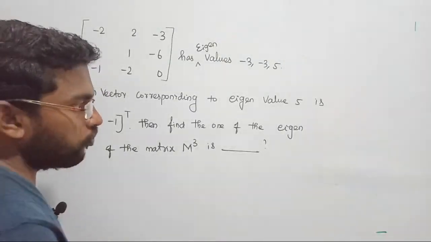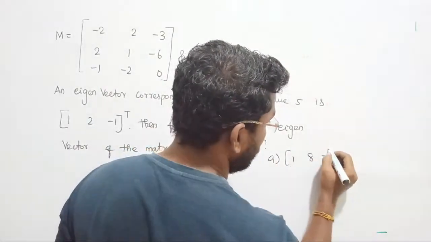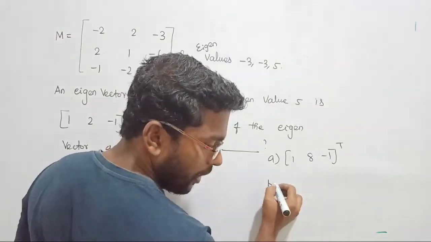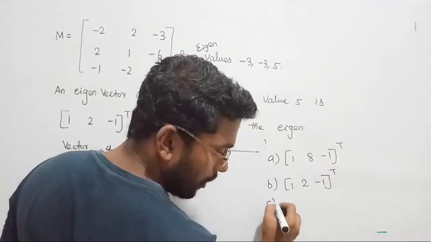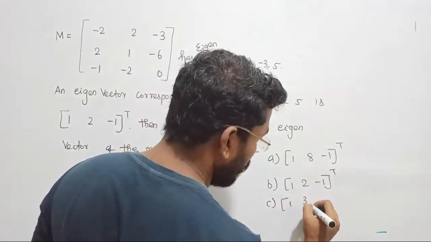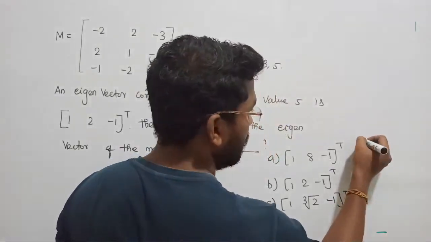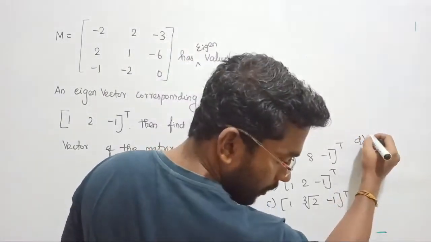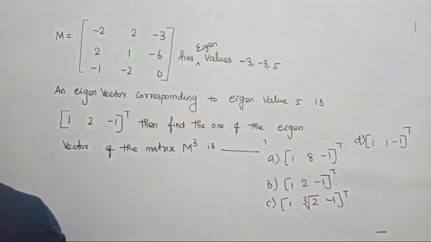Actually they are given 4 options. Let me write the options. Option A: 1 8 minus 1 whole transpose, option B: 1 2 minus 1 whole transpose, option C: 1 cube root 2 minus 1 whole transpose, option D: 1 1 minus 1 whole transpose. I think that portion is visible. Yes, visible to you all.